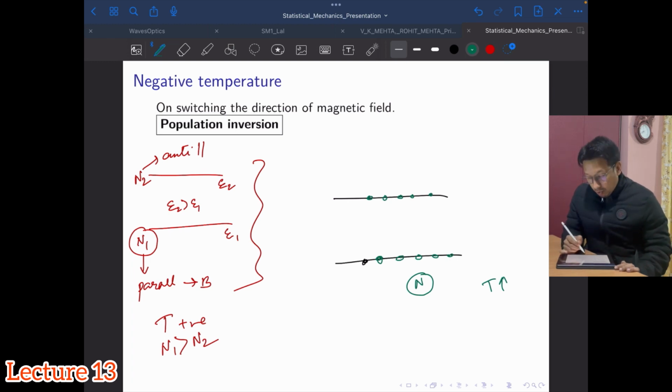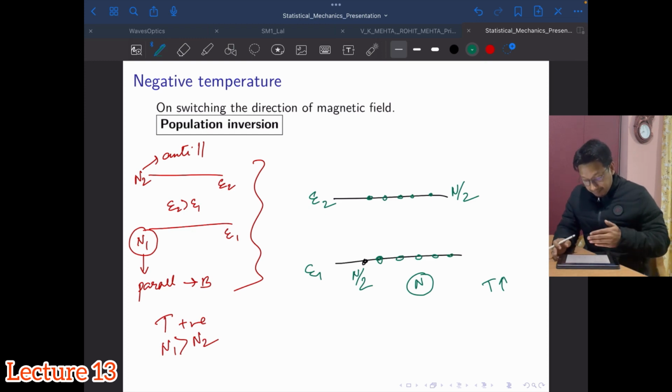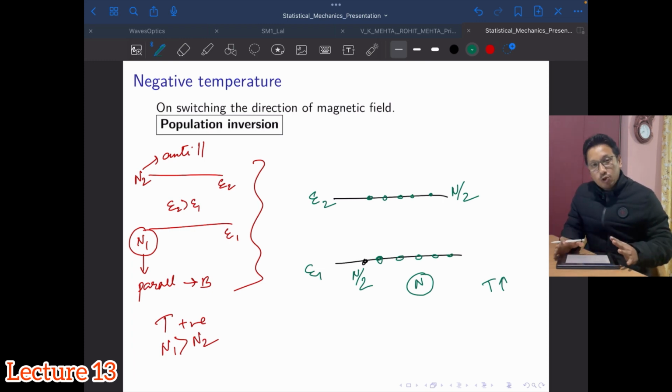So what is happening? Disorder is increasing. Let's say I come to a state where n by 2 particles are in the excited state, and the remaining n by 2, so half of them, are in the ground state, and half of them are in the excited state. This state is actually the state of maximum disorder and maximum entropy.